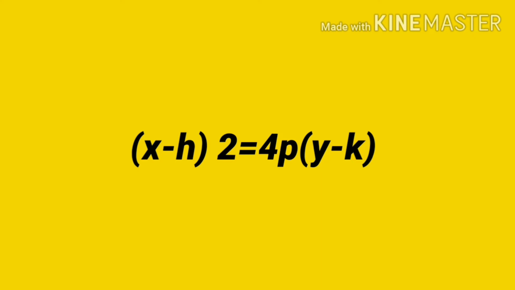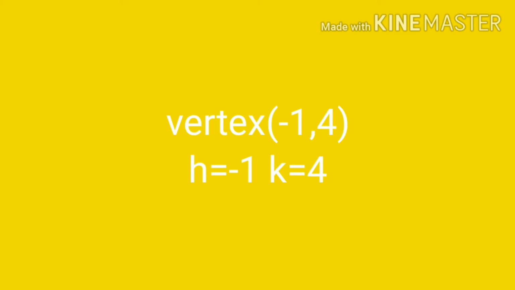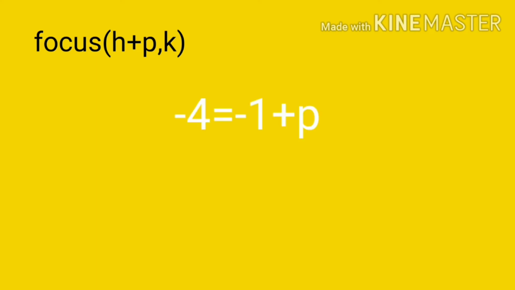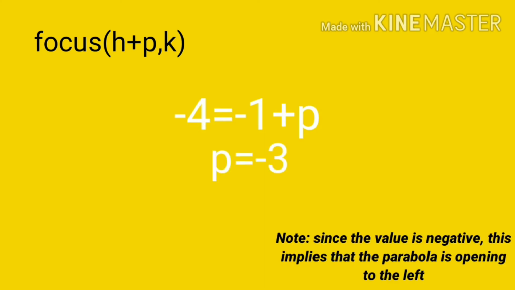Given the vertex is at (-1, 4), this implies that h is equal to -1 and k is equal to 4. Lastly, we need to find p. To solve for p, we need to consider the focus, whose equation is F equals (h plus p, k). Let's fill in the numbers so we have -4 is equal to -1 plus p. P is now equal to -3. Note, since the value is negative, this implies that the parabola is opening to the left. So we now have the values of h, k, and p.